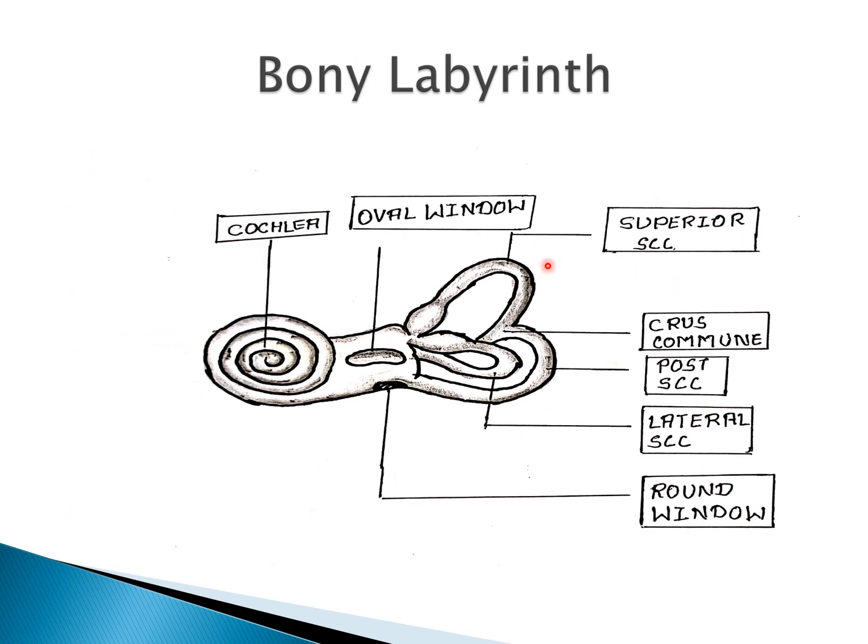So this is a pictorial representation of the bony labyrinth. Here we can see that first part is the cochlea, then this is the central chamber or the vestibule, and the three semicircular canals, that is superior, posterior and lateral. Lateral is also called horizontal semicircular canal.